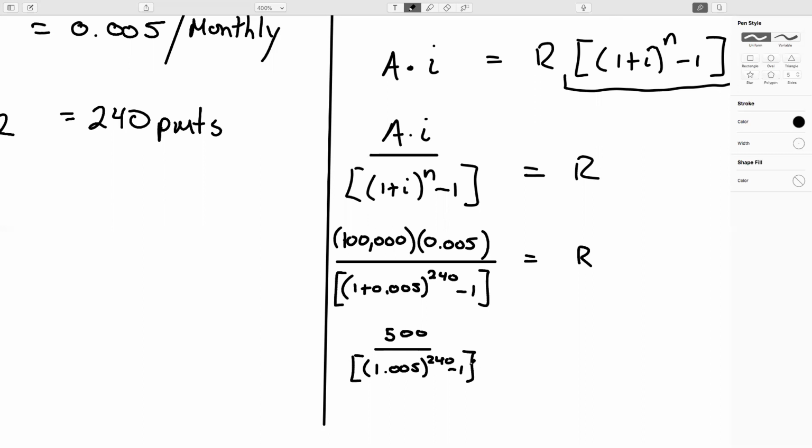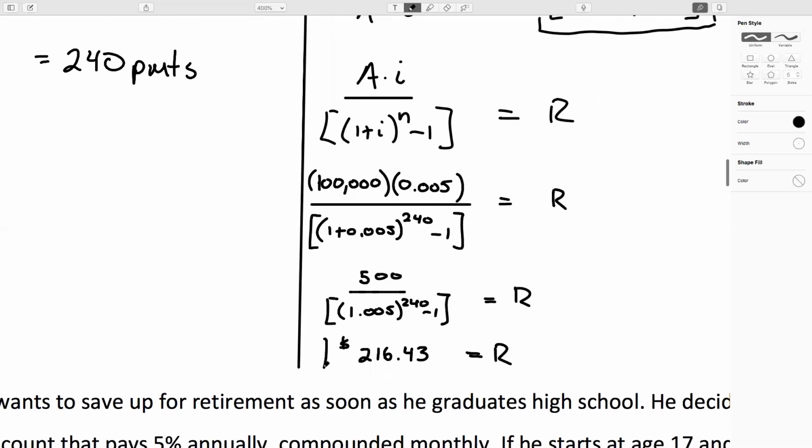end up with 500. You end up with $216.43. So now we should ask ourselves, does this make sense? Well, he's not paying 416 bucks, so he's definitely getting a better deal than if he had no interest.